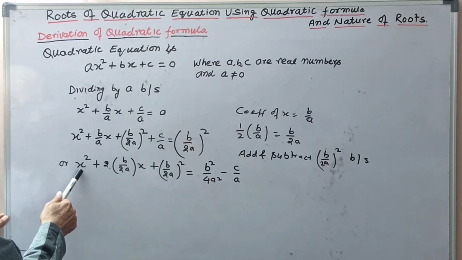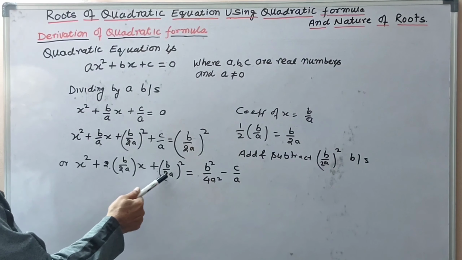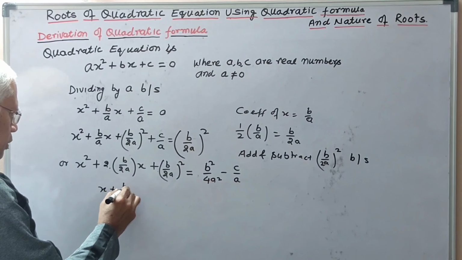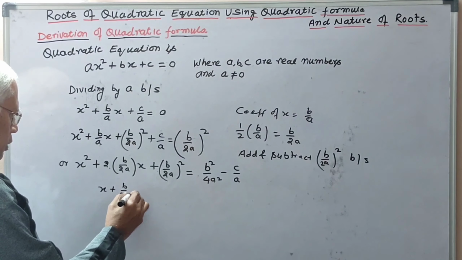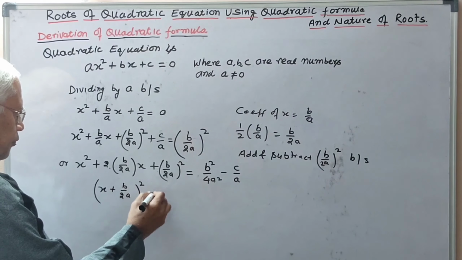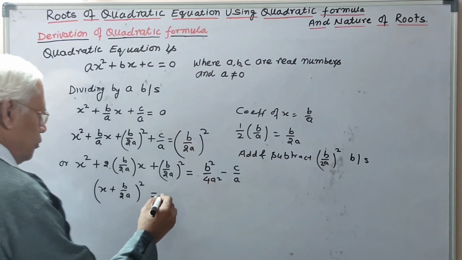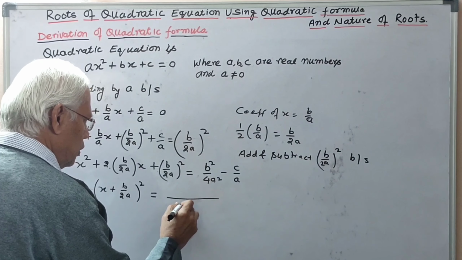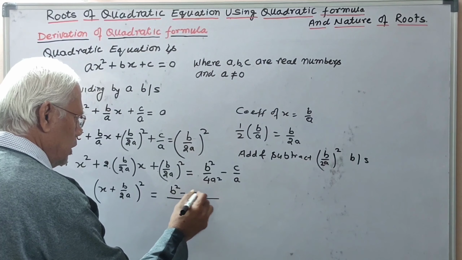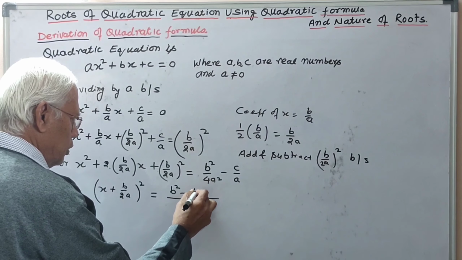Now this is a square plus 2ab plus b square, that is a plus b whole square. Here a is x and b is b upon 2a. This is equal to, taking 4a square LCM, b square minus 4ac.